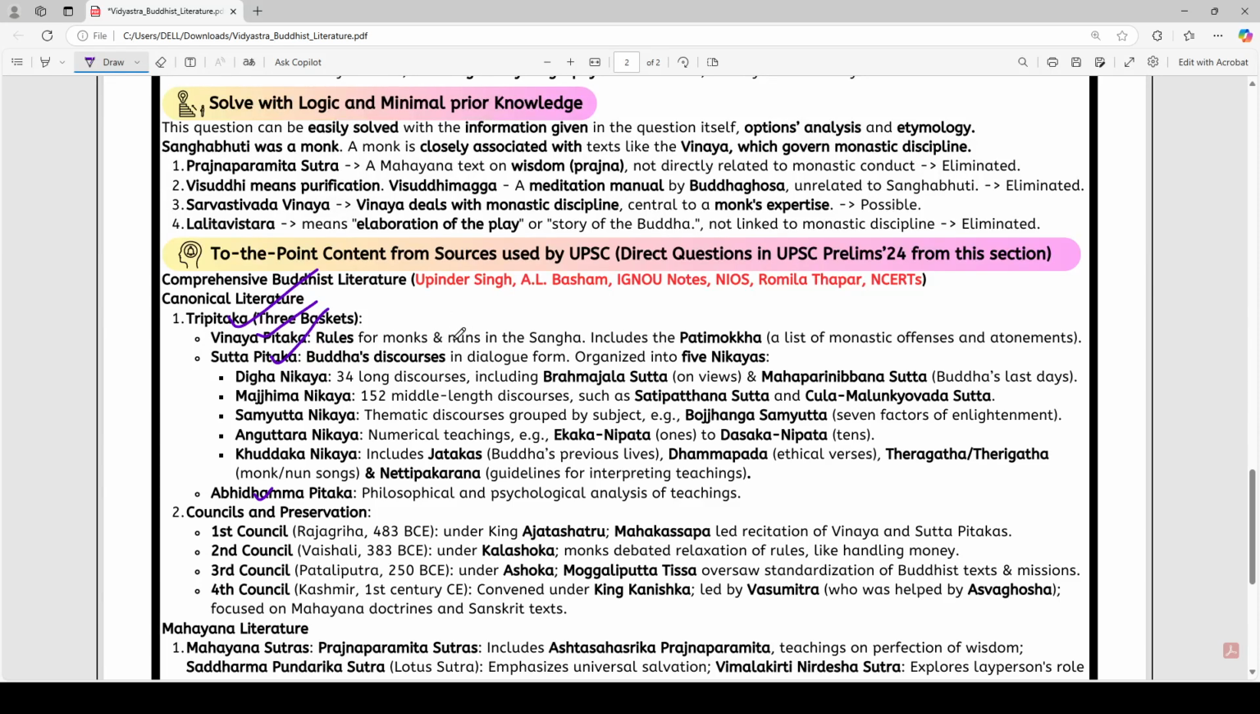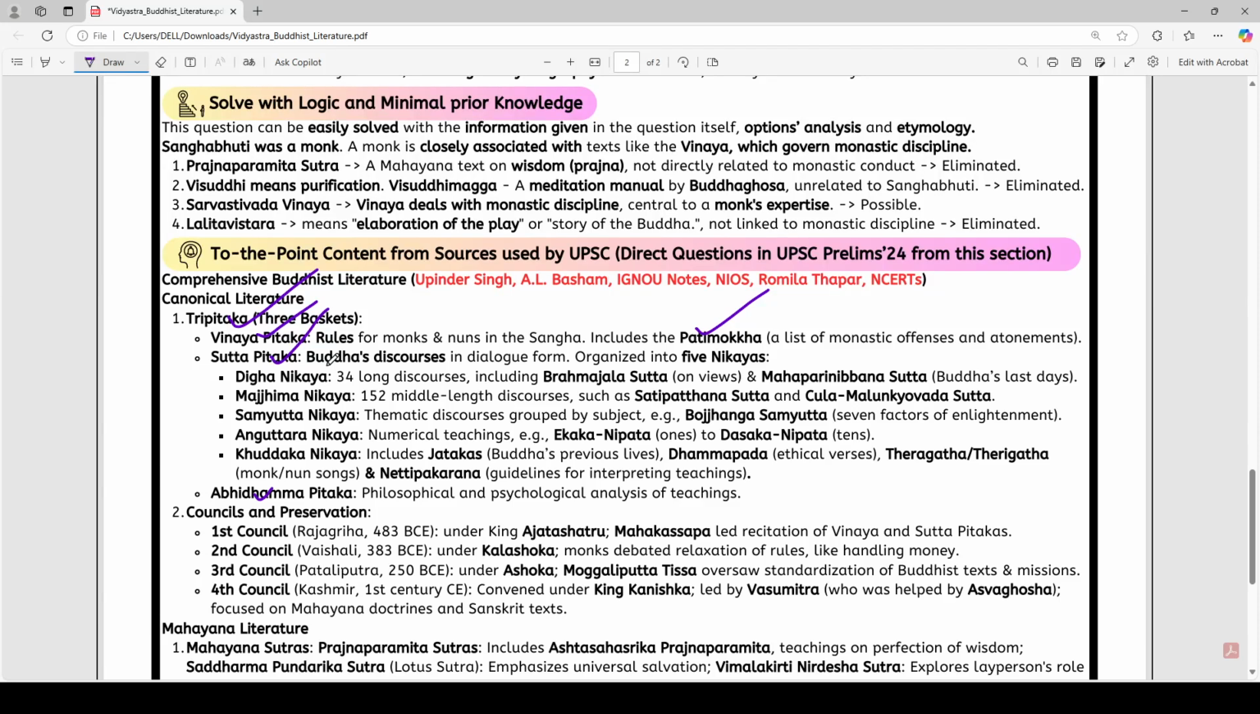Now Vinaya Pitaka, as I said, includes the rules, the discipline, how monks should behave in the Sangha, and there is one thing included within the Vinaya Pitaka, that is the Patimokkha. Patimokkha is the list of guidelines, that this is what is not to be done by a monk who is a part of the Sangha. Okay. Now next one is the Sutta Pitaka.